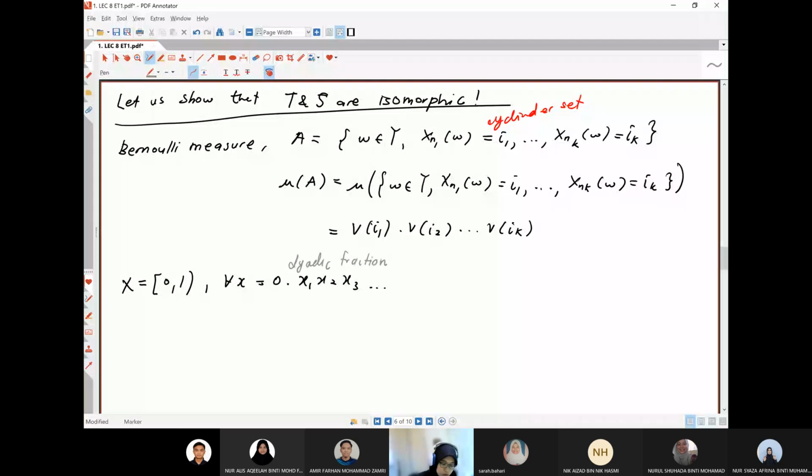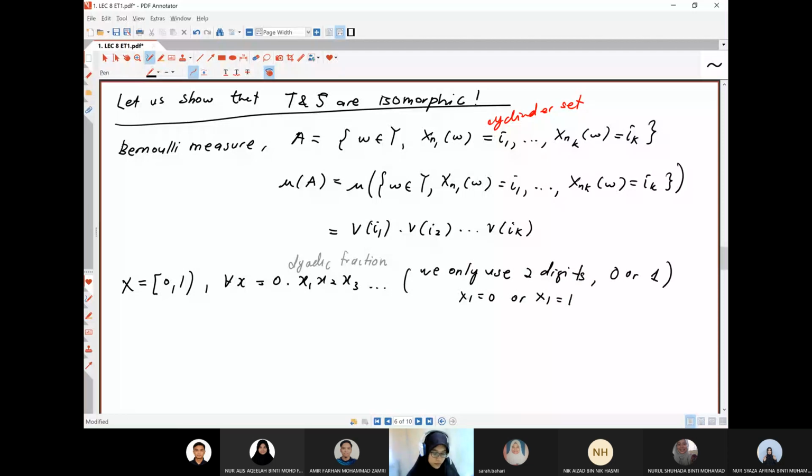So in this dyadic fraction, we only use 2 digits, which are 0 or 1. Either you can have x1 equal to 0 or x1 equal to 1.